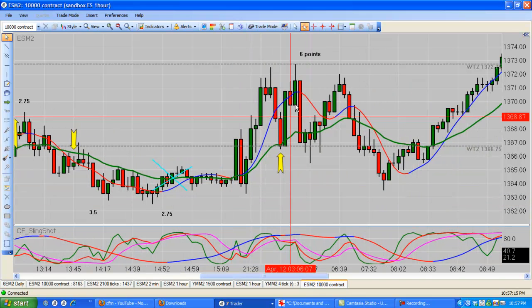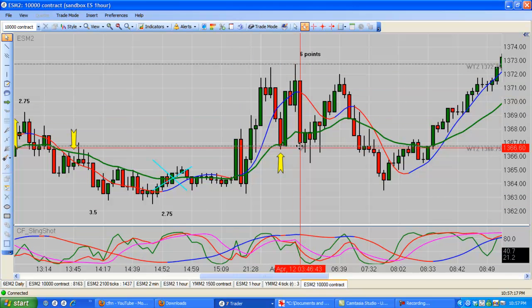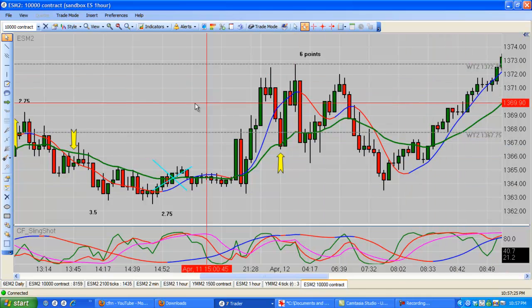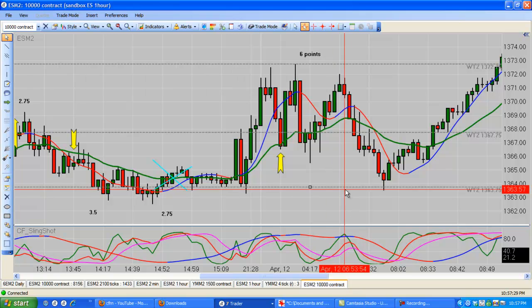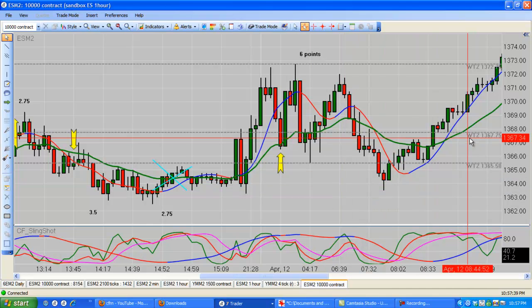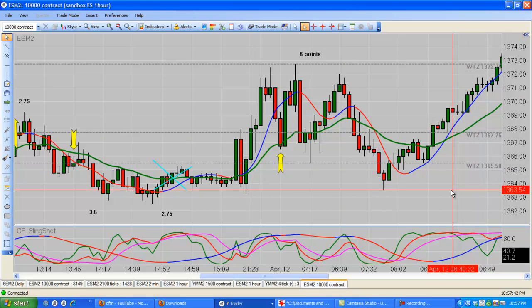Okay. Now it runs up 6 points, and then it pulls all the way back again. What are you going to do about that? Well, 67.75 would be the entry. The drawdown would be 65.50. 67.75 to 65.50 is 2 1/4 points.